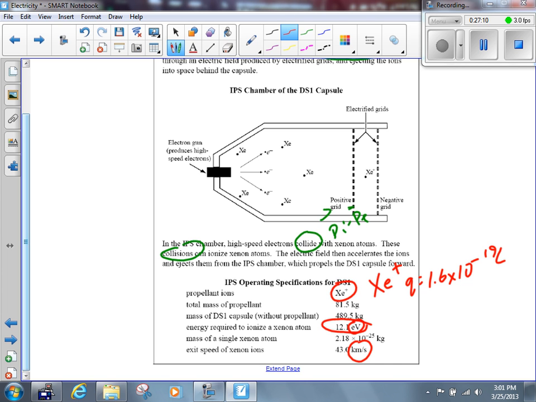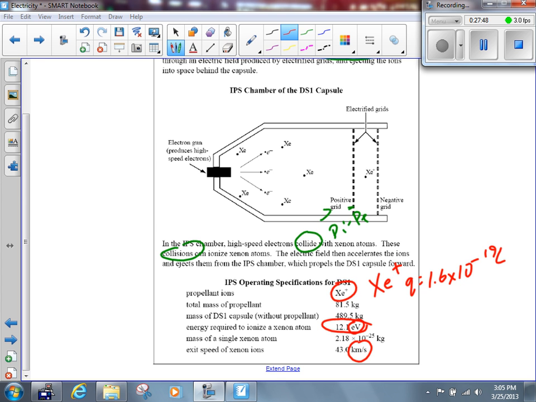If a car has 10,000 joules of kinetic energy and a mass of 2,000 kilograms, what's its speed? How'd you find that? The question was, if a car has 10,000 joules of kinetic energy and a mass of 2,000 kilograms, how do I find the speed of that car? Christine, how do I find the speed of that car? Set kinetic energy of the car equal to 1/2 mv squared, solve for v, right?